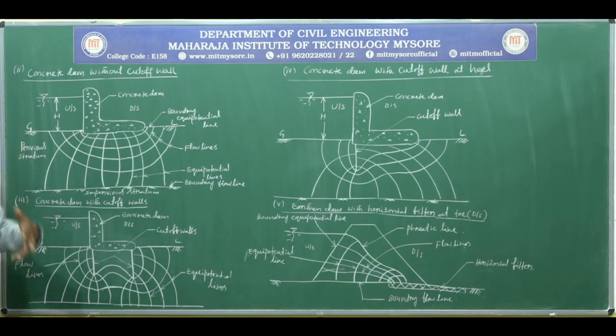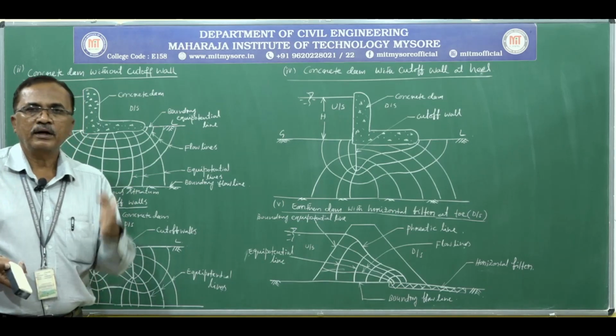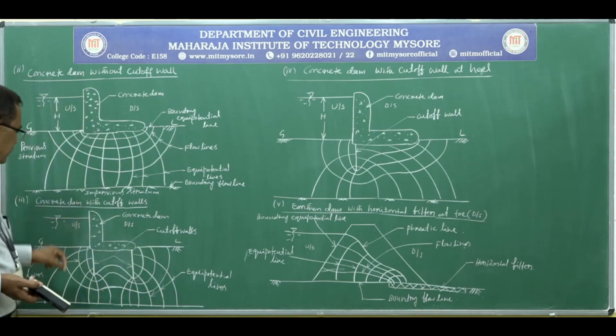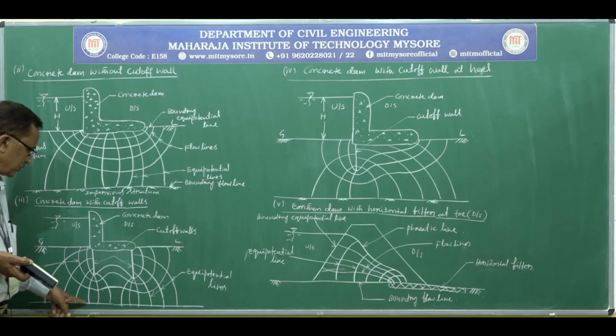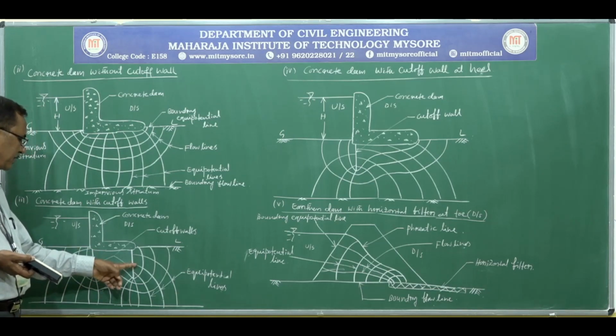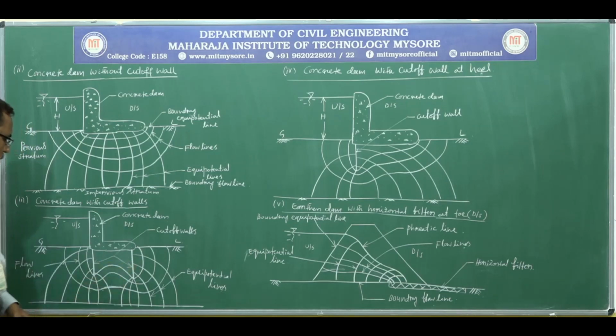The cut-off wall may be a concrete cut-off wall or a steel cut-off wall, depending upon the depth and the requirements. In the case of cut-off walls both at the upstream and downstream side, or both at the heel and toe, the flow lines and equipotential line patterns are like this. This is the boundary equipotential line, and this is the boundary flow line. You can see a number of flow lines here, 1, 2, 3, 4. So there are 4 flow channels.